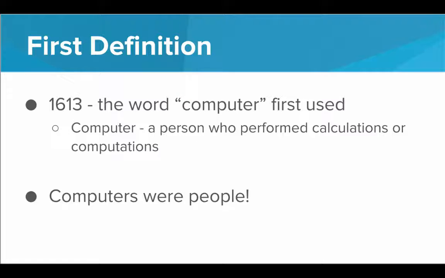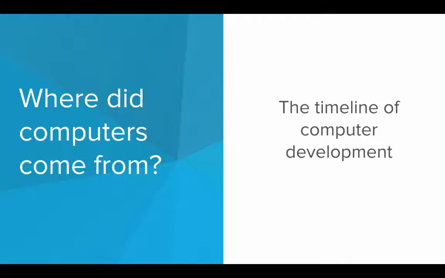In fact, the first definition of a computer was used to refer to a person. In 1613, the word computer was first used to describe a person who performed calculations or computations. So the first computers were people. It's only recently that we've taken this term and applied it to these computing machines that are actually rapidly carrying out these mathematical calculations. So with this definition of computers, let's look back in history and see where exactly computers came from. Let's look at the timeline of computer development.